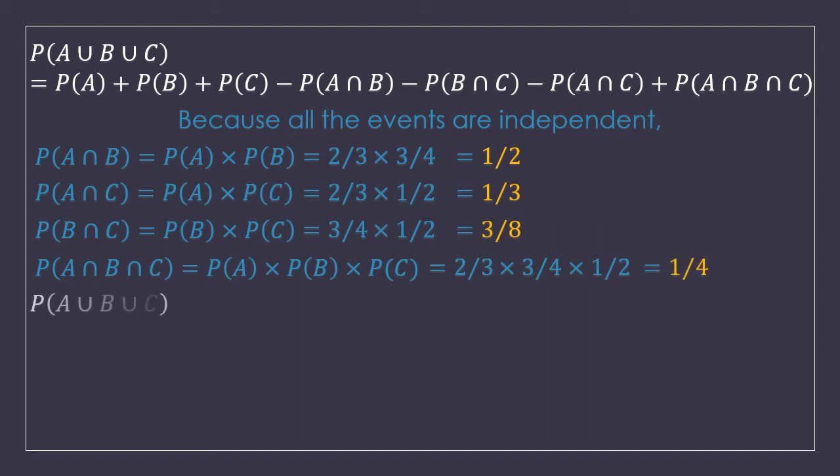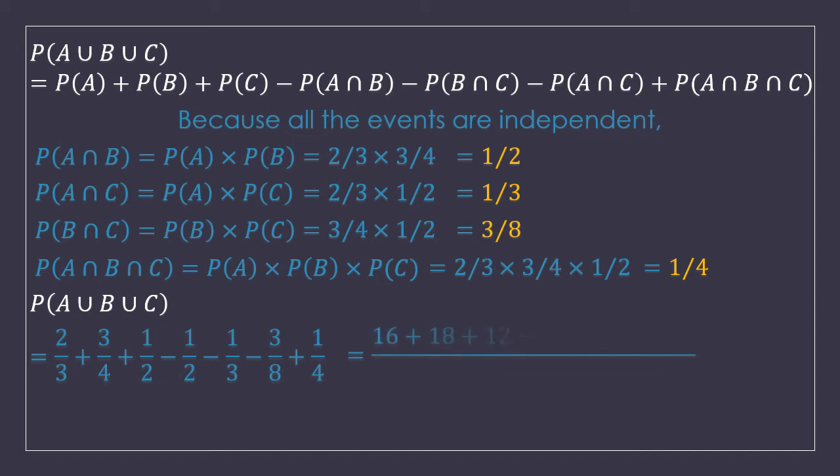Now let us again write down A union B union C and then put the values here. Value of A, B, C, A intersection B, A intersection C, B intersection C, and plus A intersection B intersection C, that is 1 upon 4. Okay, now we can't do this like this, we have to find an LCM. So 3, 4, 2, 8, okay, 24 will be the LCM here. So 2 upon 3 into 8 will be 8 2s are 16.